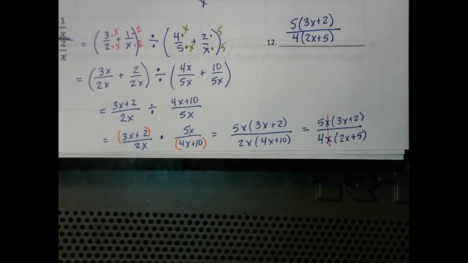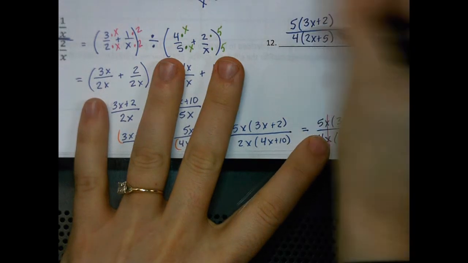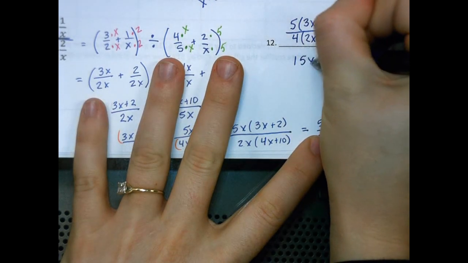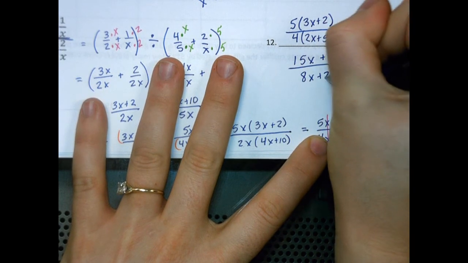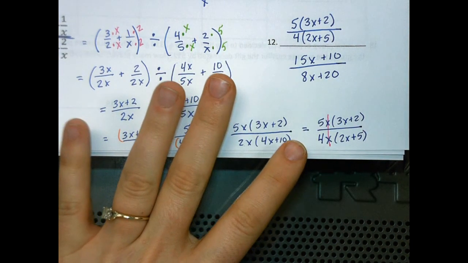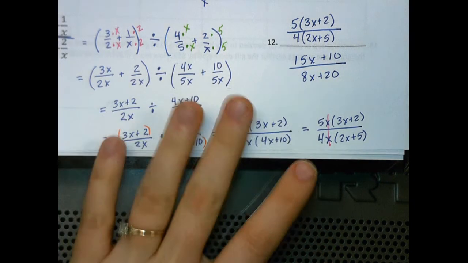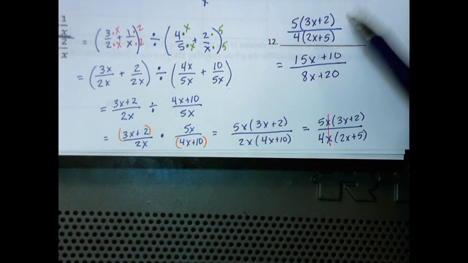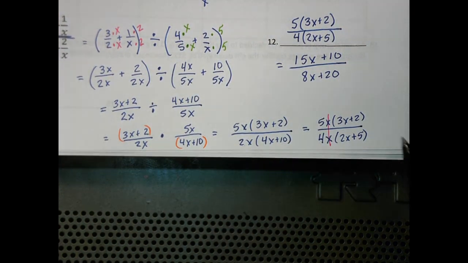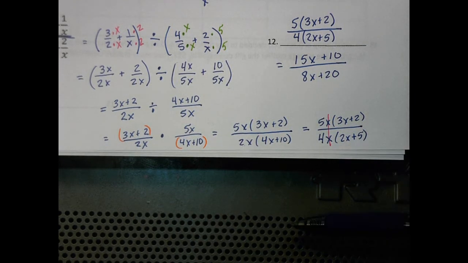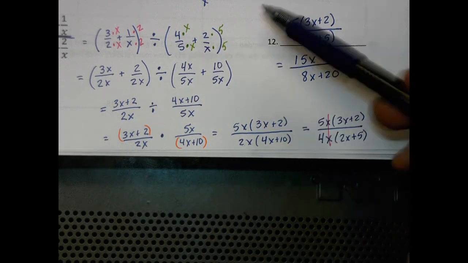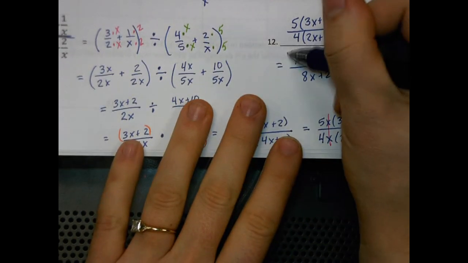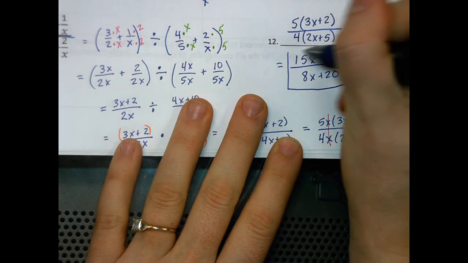For your final answer, if it was (15x plus 10) over (8x plus 20), yes, you can write your answer like this. The reason I always factor everything out is to check to see if more things reduce. And I'm okay if you leave it in factored form or if you distribute it back together. This is a more proper answer, but if you write this, they're both equivalent.